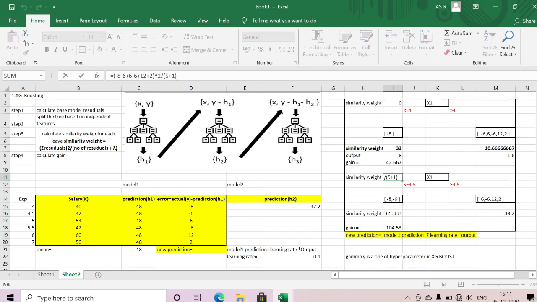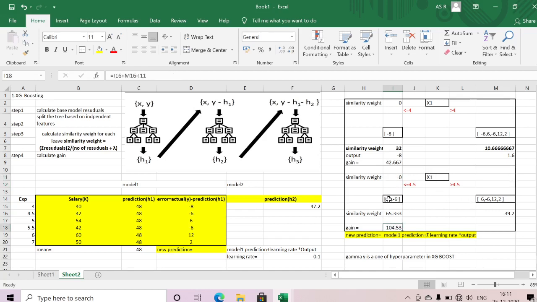Here also I am adding all the residuals: -8, -6, 6, 12, 2. Divide by, sorry, the number of residuals here is 6. In a similar way I calculated it and I got 0. Now I have the similarity weights of all the leaves and also the root.